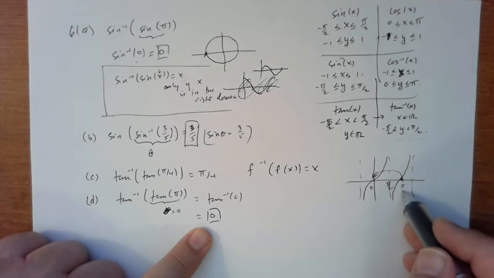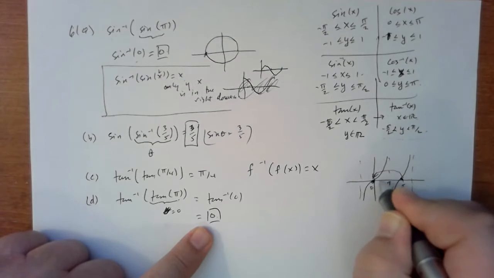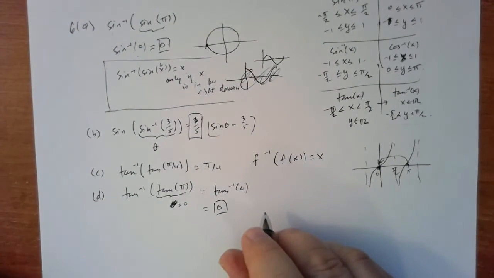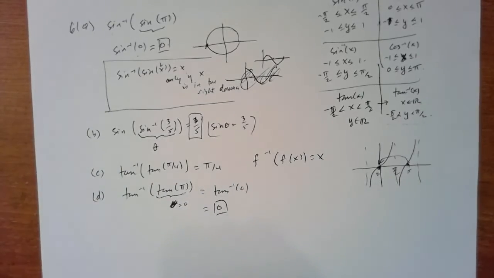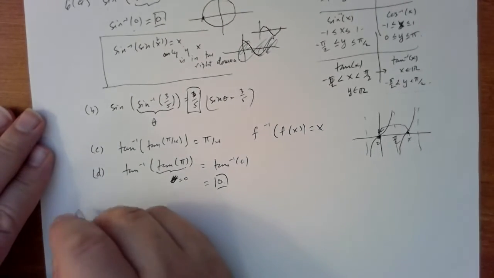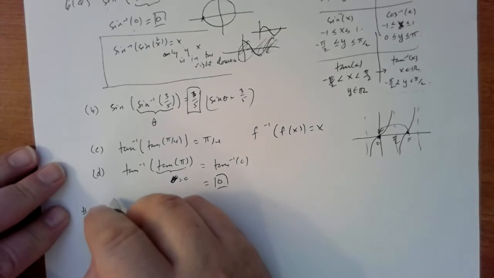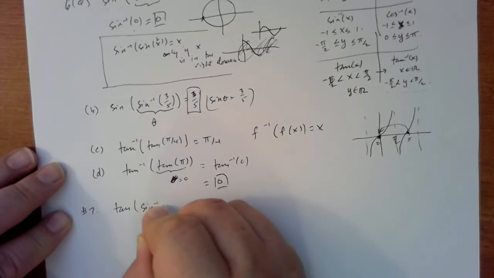In other words, I took tangent of pi and I computed it to be 0. And so now if I compute the inverse tangent of 0, I get 0. Good. So yeah, there were a few complications for number 6, but not too bad. Number 7. So let's take the tangent of the inverse sine of x.